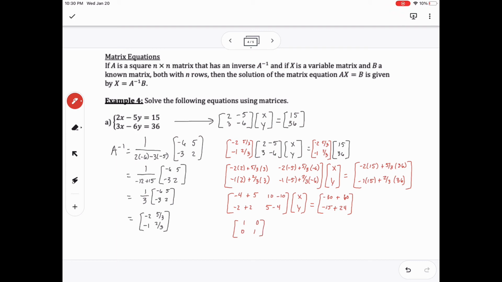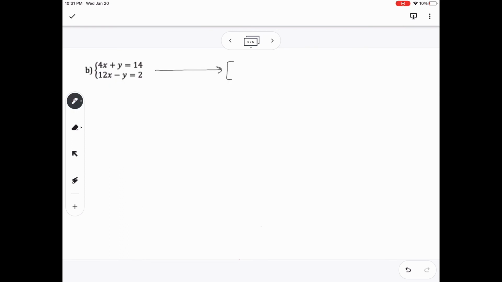So now I can see that on the left I got the identity matrix, and on the right I get 39, 30, and then 9 at the bottom. So then my solution is actually 30, 9. And then here I'll do the same thing for this equation. So set up my matrix equation, and then I want to be able to find my inverse.